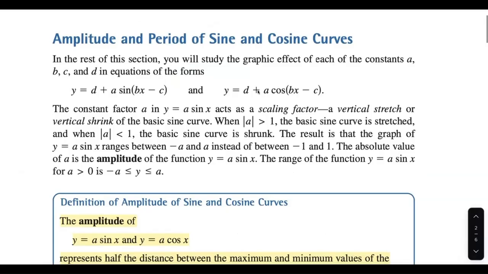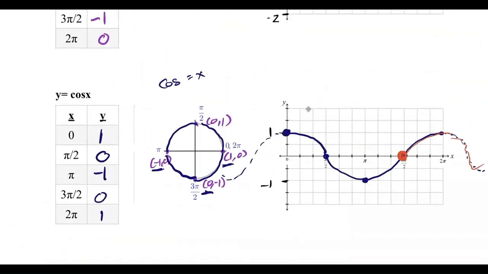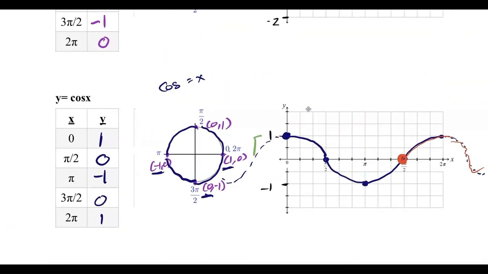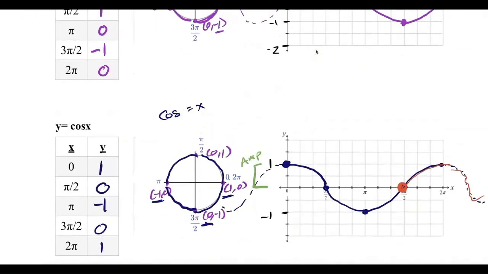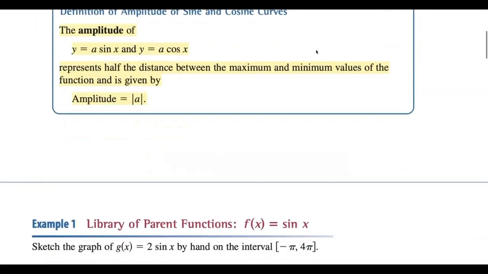Let's talk about amplitude and period. Amplitude is how high it gets. From here to here is the amplitude. So like in our basic graphs we just did, our amplitude was 1. That's how high we went. And we're talking about why that happened and how we know that from the graph. So the amplitude is a number in front of the sine or cosine.